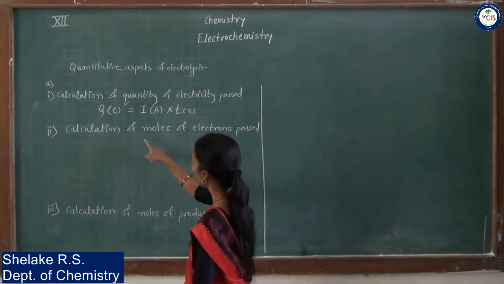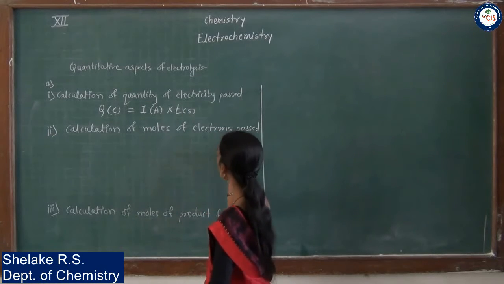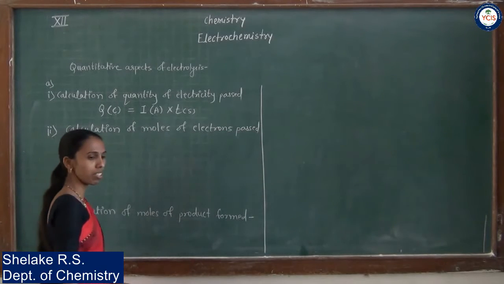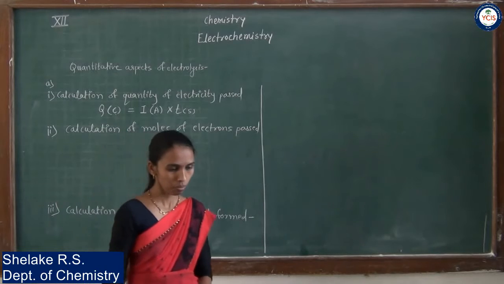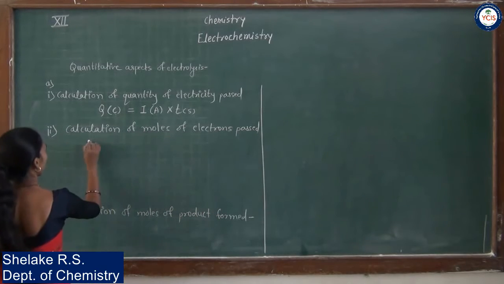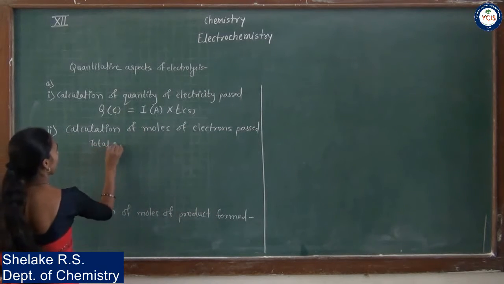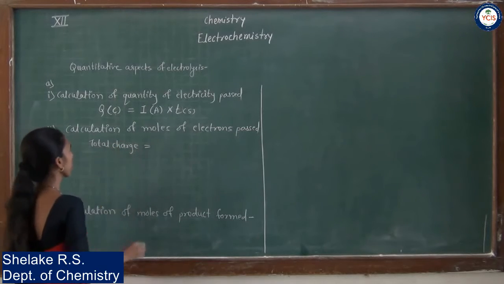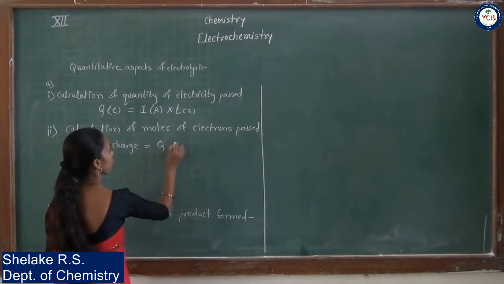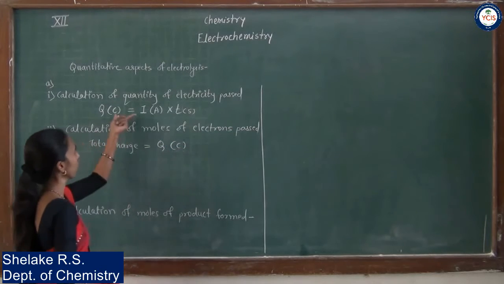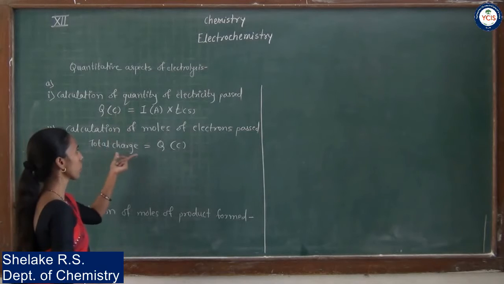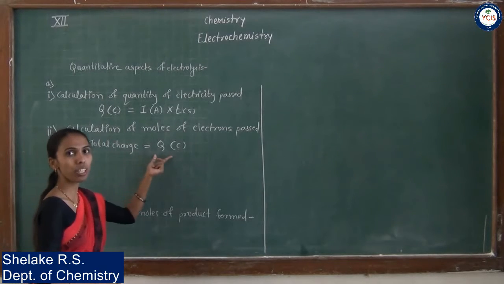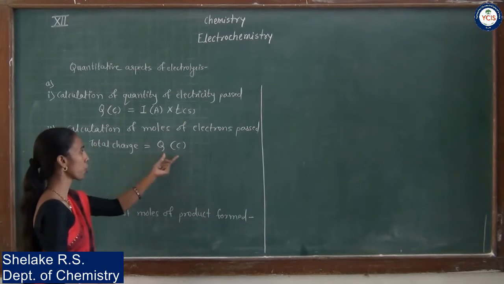Now, second, we have to calculate the moles of electrons passed in the solution. How can we calculate that? See here, total charge, or you can say the electricity. Total charge is nothing but Q, which we have just calculated. The total charge or total electricity passed through the electrolyte is Q.